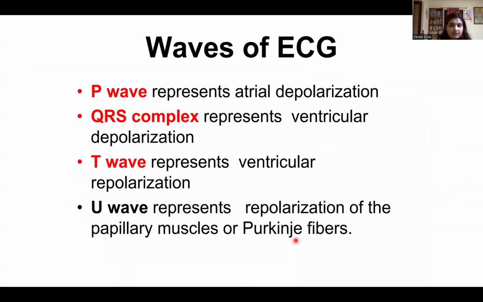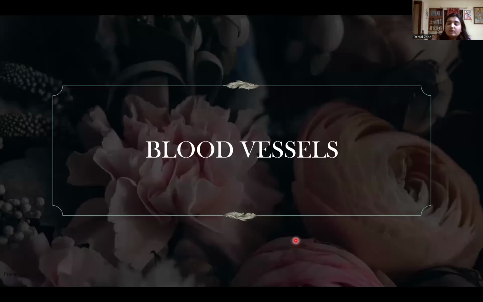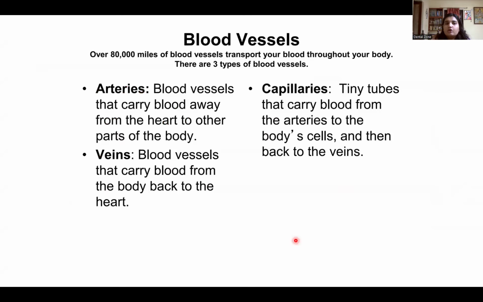So this was all about the ECG. Now moving on towards the blood vessels. There are 80 miles of blood vessels present in our body, and they are of three types: arteries, veins, and capillaries. Arteries carry oxygenated blood, except the pulmonary artery. It carries the deoxygenated blood.